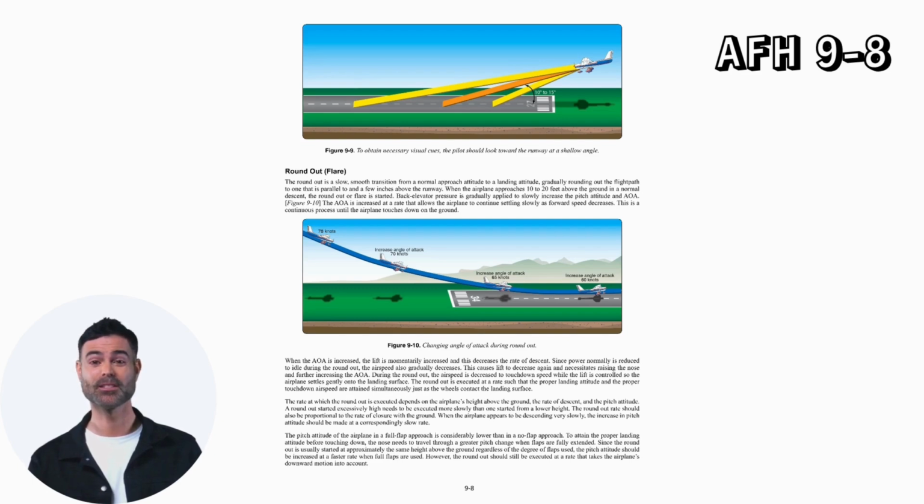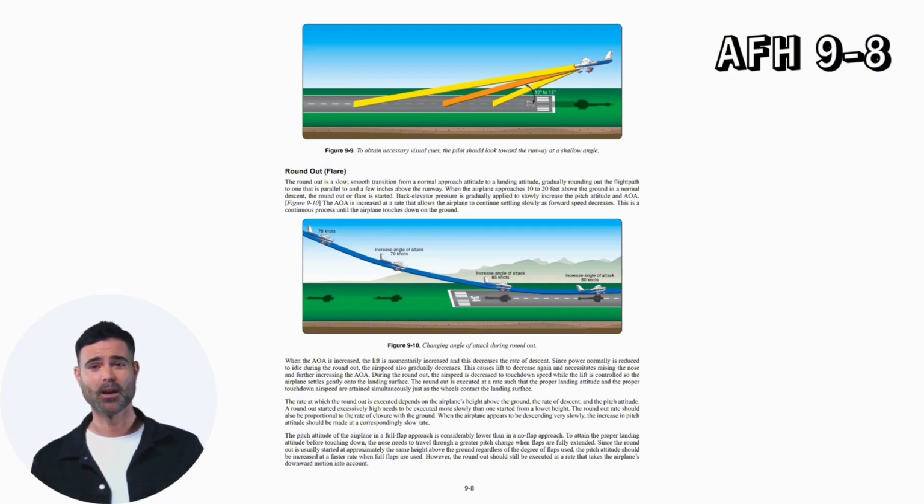When the AOA is increased, the lift is momentarily increased, and this decreases the rate of descent. Since power normally is reduced to idle during the round-out, the airspeed also gradually decreases. This causes lift to decrease again and necessitates raising the nose and further increasing the AOA. During the round-out, the airspeed is decreased to touchdown speed while the lift is controlled, so the airplane settles gently onto the landing surface. The round-out is executed at a rate such that the proper landing attitude and the proper touchdown airspeed are attained simultaneously just as the wheels contact the landing surface.